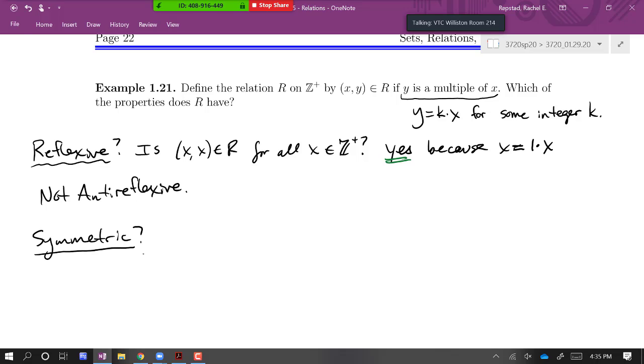Let's think about symmetry here. Do we think this relation is symmetric? And it can be helpful to think of examples first, right? So can somebody tell me an integer that's related to another positive integer with this relation?